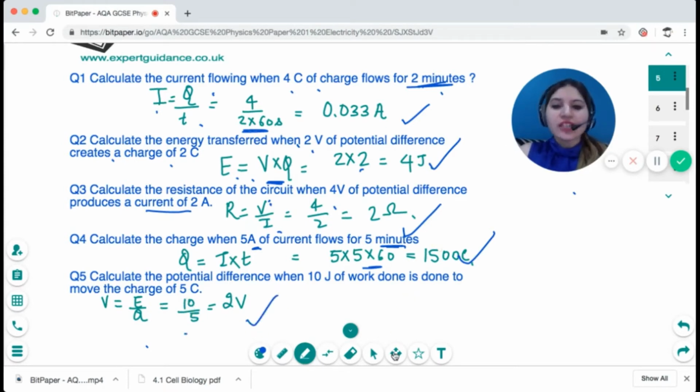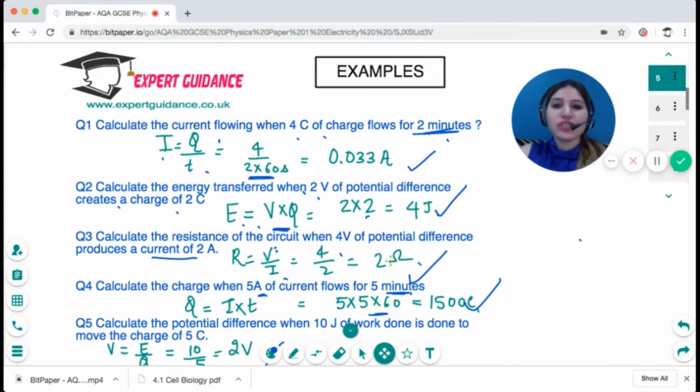Okay, so I hope these examples, how you need to use these triangles, are crystal clear to you. Make sure you remember the triangles along with the units.